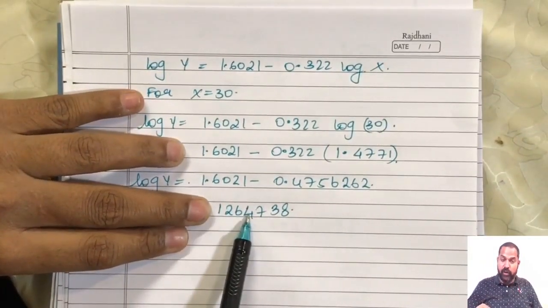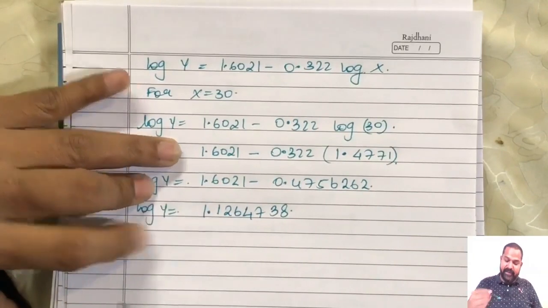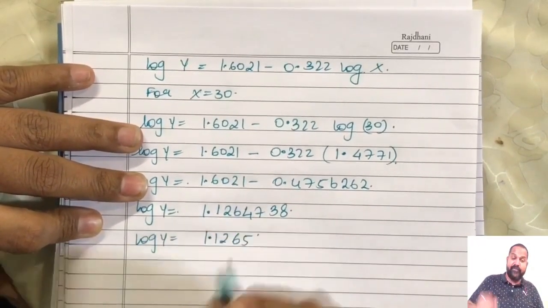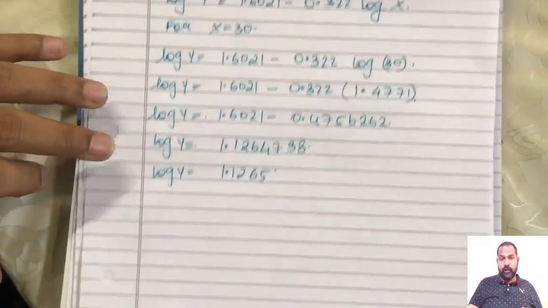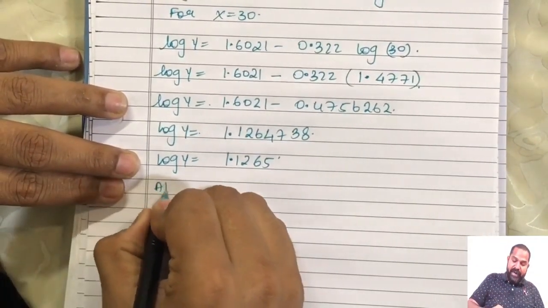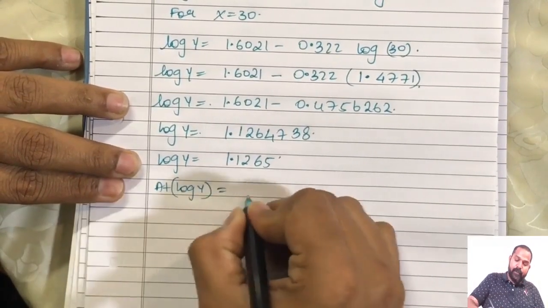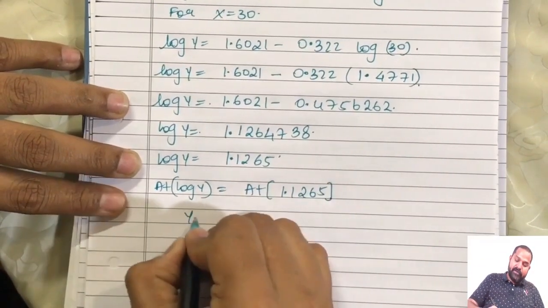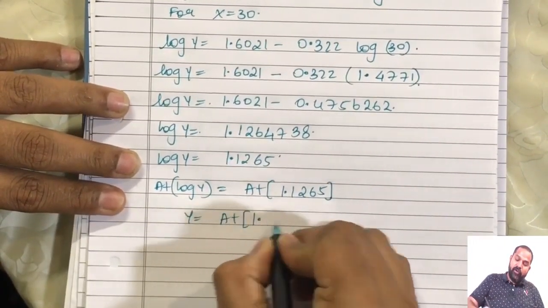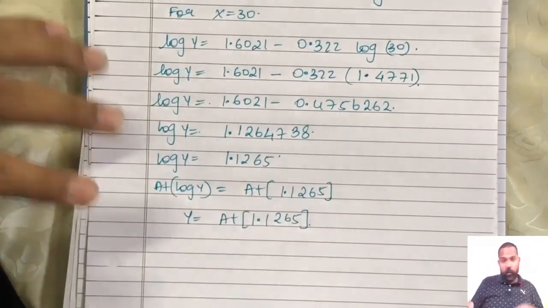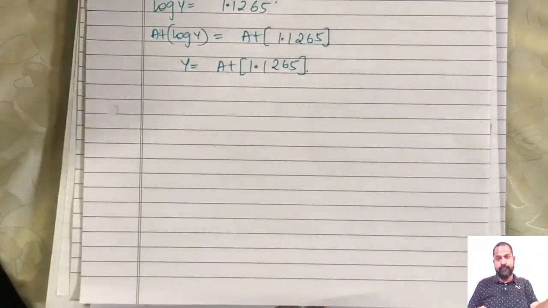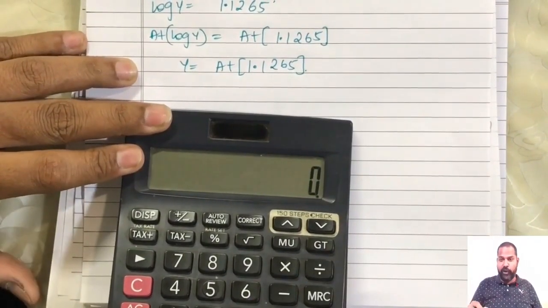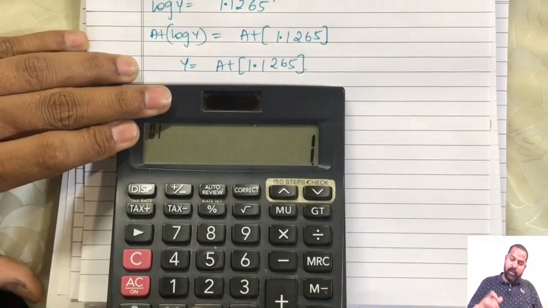1, 2, 3, 4. Well, let me approximate this and make it 5. Log y is 1.1265. Taking anti-log on both sides, the anti-log of log y is the anti-log of 1.1265. So y is the anti-log of 1.1265. If you want to, you can do it in the calculator and finish it off. Then you can cross check whether your value of anti-log is correct or not.